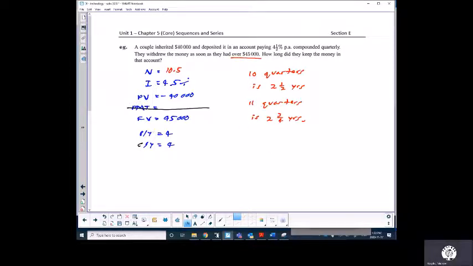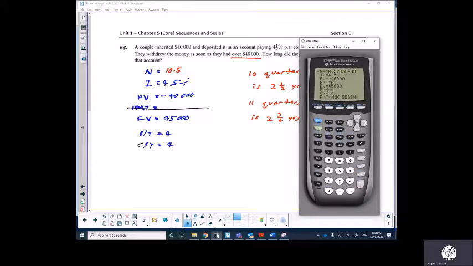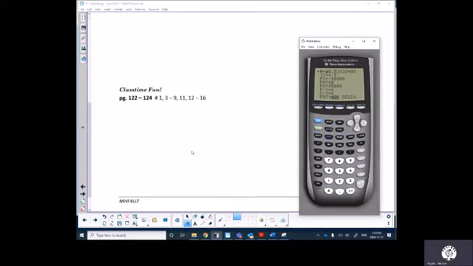Okay, so by inputting some of these values into this TVM solver, we can see with a quick enter key, we can find the missing values, whatever we're looking for. Okay, and I think that is it for today. So there's your fun for today.